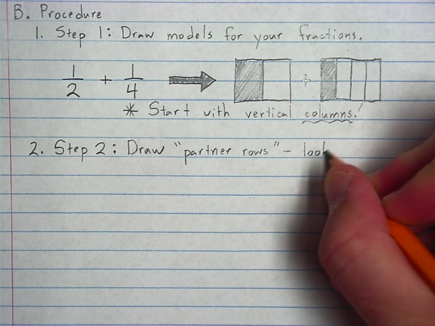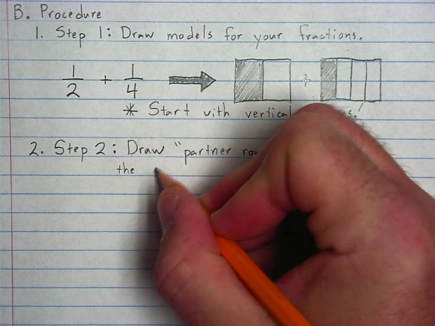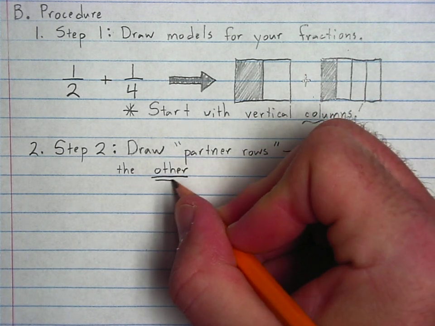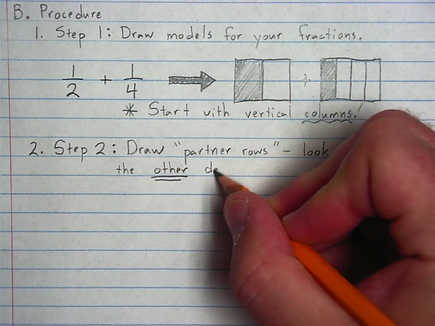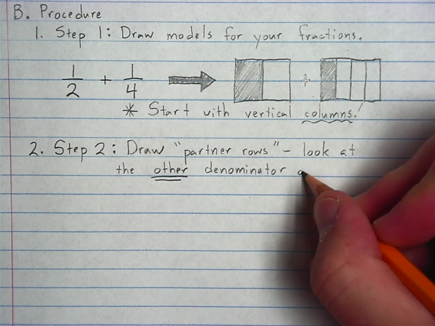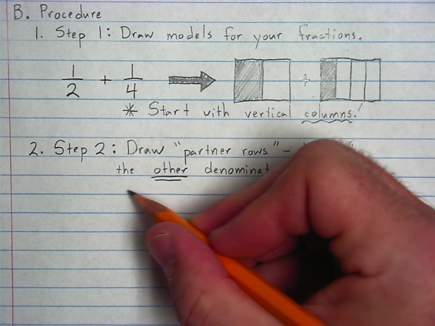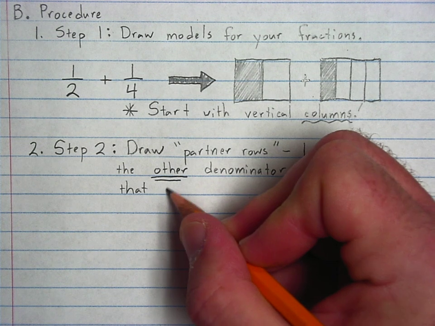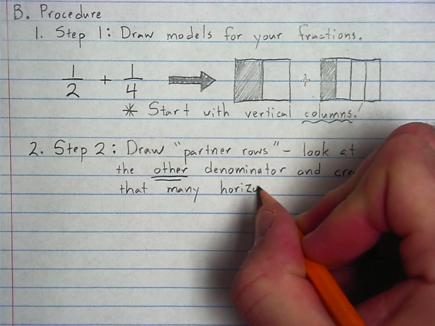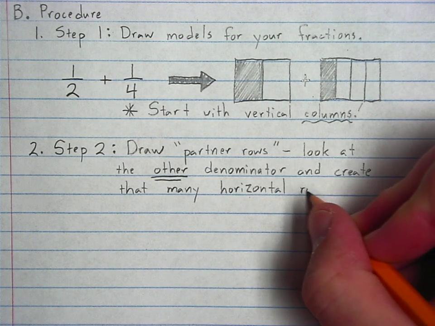Now, what this means is you are going to look at the other denominator. You're going to look at the other denominator, and create that many horizontal rows. This is why it was so important to start with vertical columns, because now we add the horizontal rows.